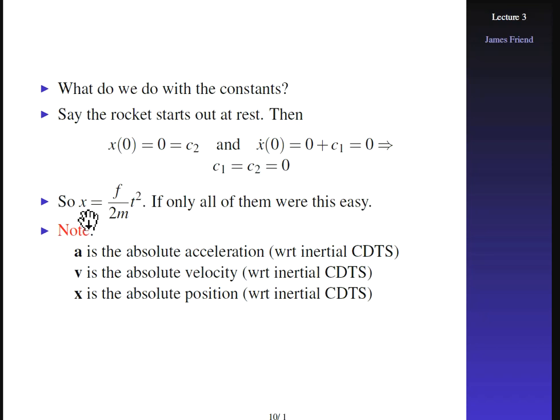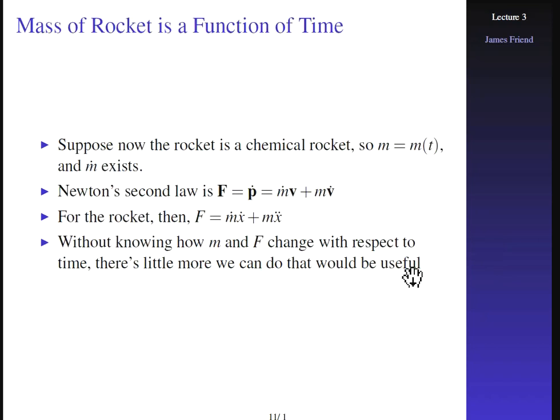So as a consequence, the position of the rocket is just equal to the force F divided by 2 times the mass times the time squared, and so the position is a quadratic function of time t. The a, v, and x here are all absolute quantities. It's important to have that because we're talking about using Newton's second law.